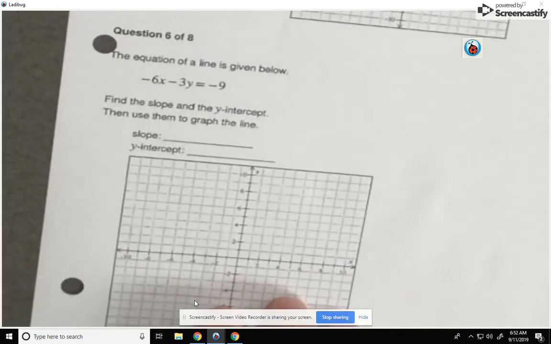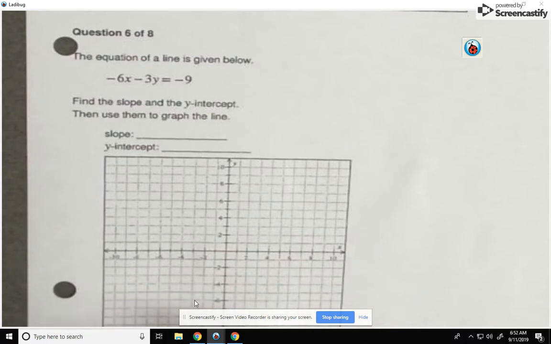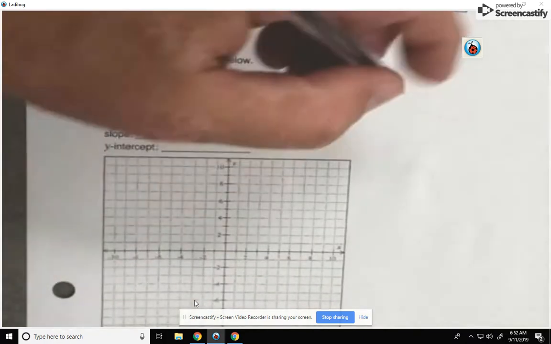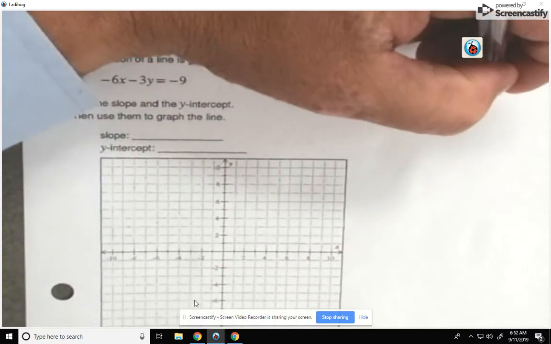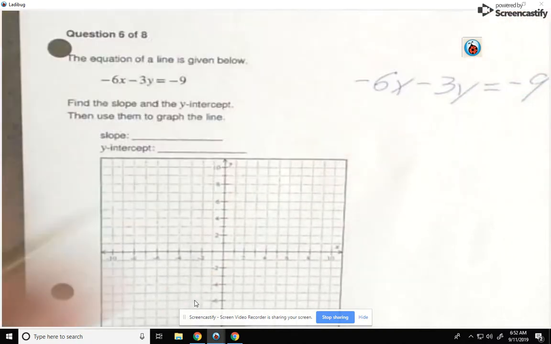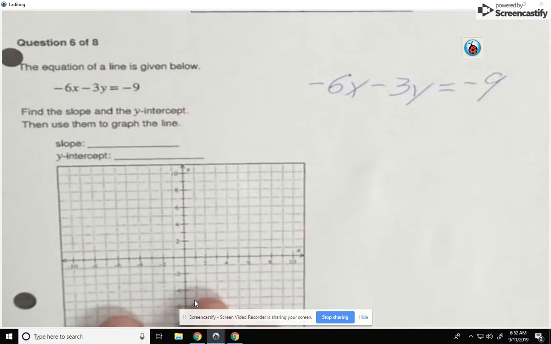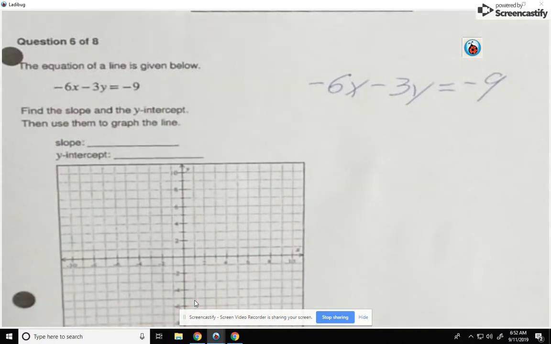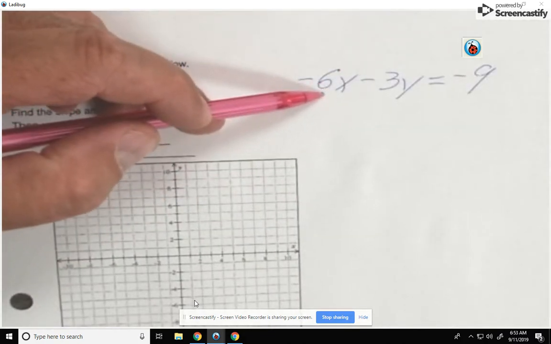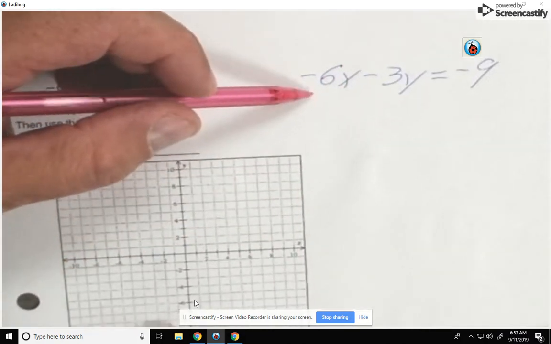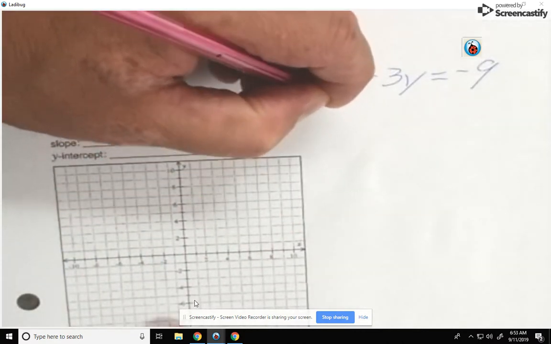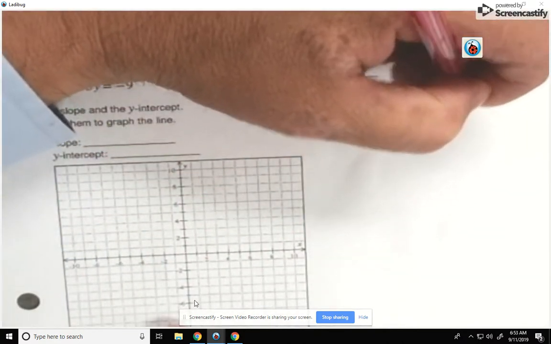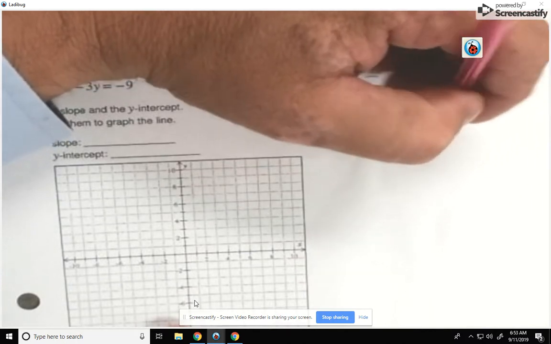Question 6 asks us to find the slope and y-intercept and then graph. So here, what we want to do is get our equation in the form y equals. You're always going to do that with 2 basic steps. The first step is to move your x to the other side. You're going to do this either through plus or minus. In this case, it's a -6x, so we will add it to both sides.